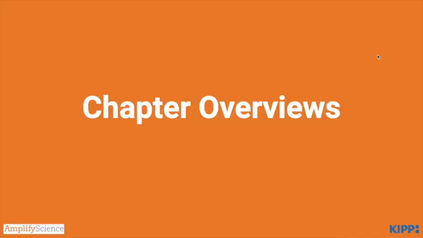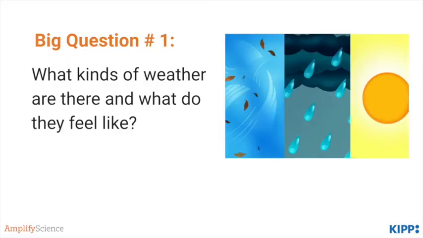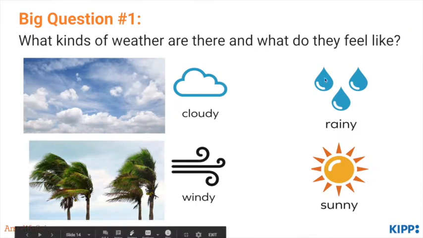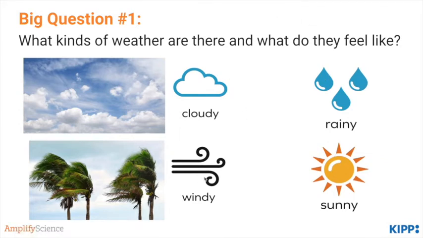All right, let's start with the chapter overviews. Big question number one is, what kinds of weather are there and what do they feel like? After introducing the unit problem of the two playgrounds, our first mystery to solve is to figure out whether the weather is different at these two playgrounds and whether that is what's causing these differences. So students look at and discuss different cards with pictures of different weather and learn the symbols for weather in order to build up their vocabulary and the ability to describe different weather such as cloudy, windy, rainy, and sunny.